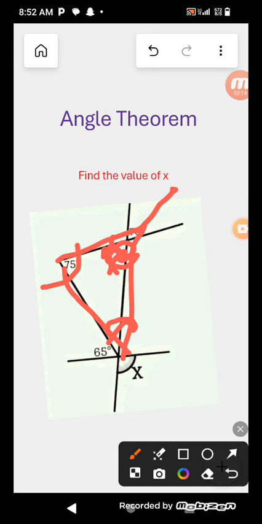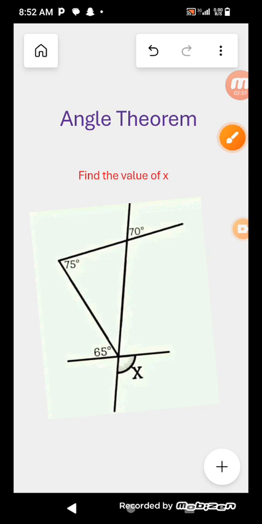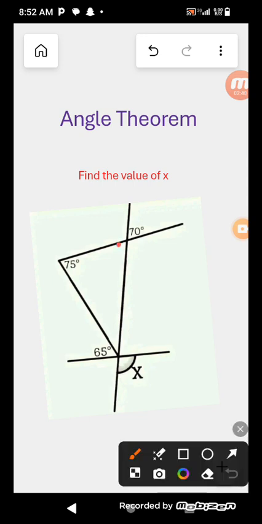So if I have 75 and 70, that is 145. When I remove it from 180, which is the sum of angles in a triangle, 180 minus 145 will give me 35. It means that this angle here is 35 degrees. So I've been able to find the angles 75, 70, then 35 degrees. Now, let's go on. Here we have 75, here we have 35. Am I right? It's okay.